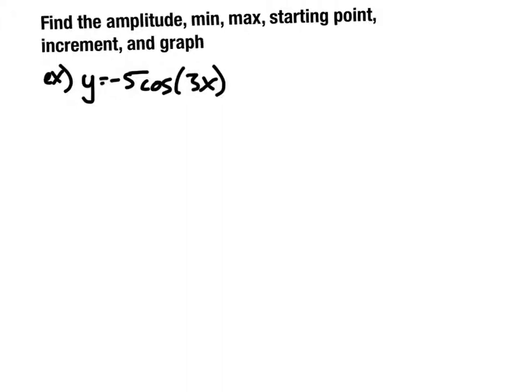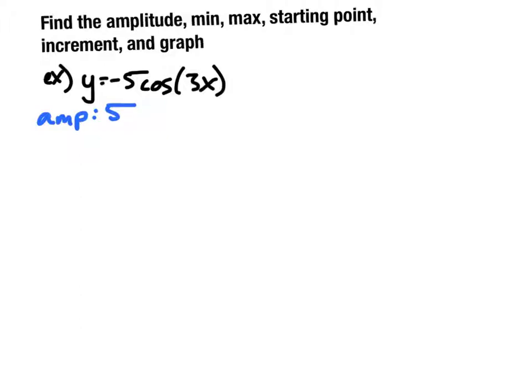We're going to find the amplitude, the min, max, starting point, increment, and graph. Whenever I'm talking about the min and max and starting point, I want to make sure that we're listing those before we get into the translations, because then we'll start moving the x value of the starting point. Alright, so we're looking at y equals negative 5 cosine of 3x. So the a is negative 5 and the b is 3. From the a being negative 5, what's my amplitude? The amplitude's 5.